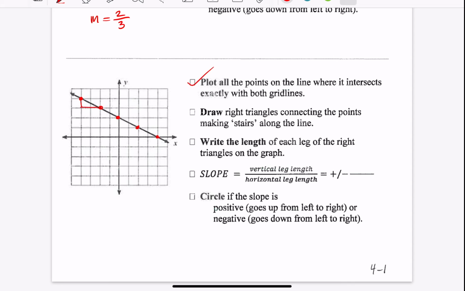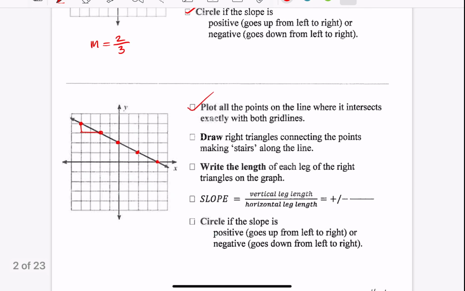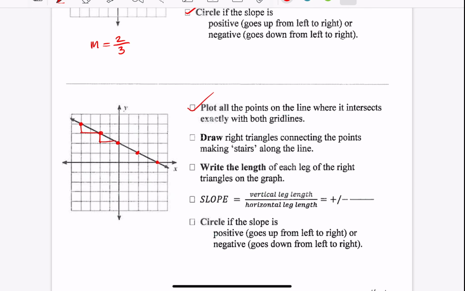So notice in the first example, I drew the triangles kind of up above the line. I'm going to draw them below it. It doesn't matter which way I do it. Either way works. You just have to be consistent. So I drew all those right triangles. Now I got to get the leg lengths. So the leg lengths are the lines I just drew.